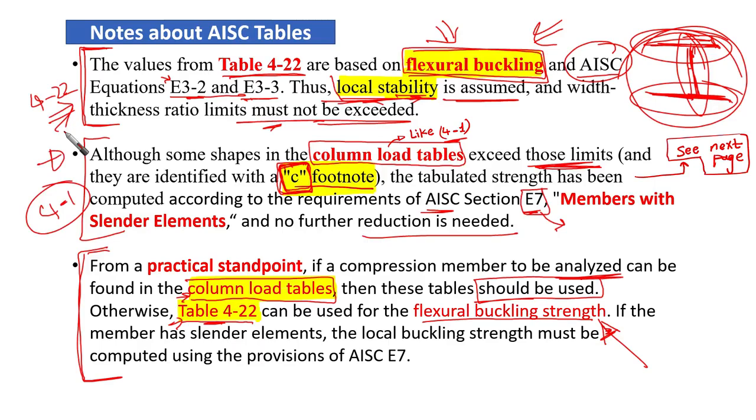So if the member has slender elements, the local buckling strength must be computed using the provisions of AISC E7. Okay, now let's summarize these hints. It's important here to say that.